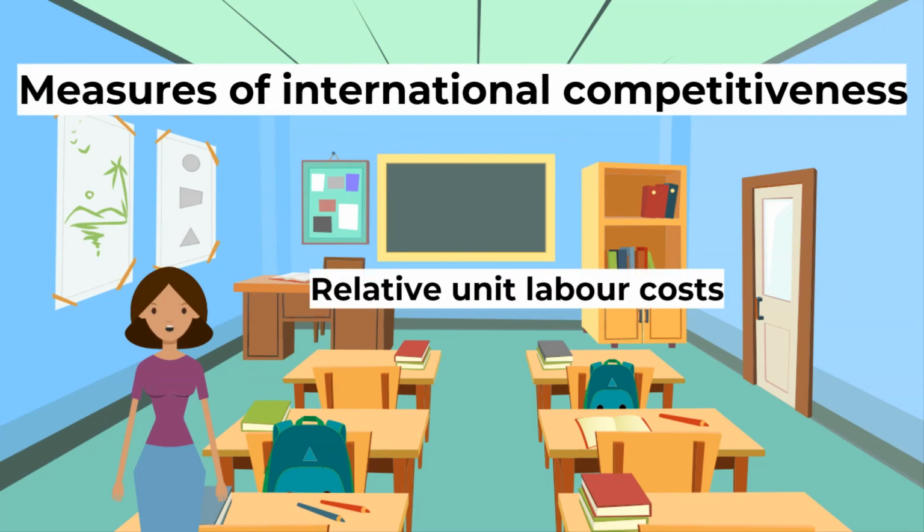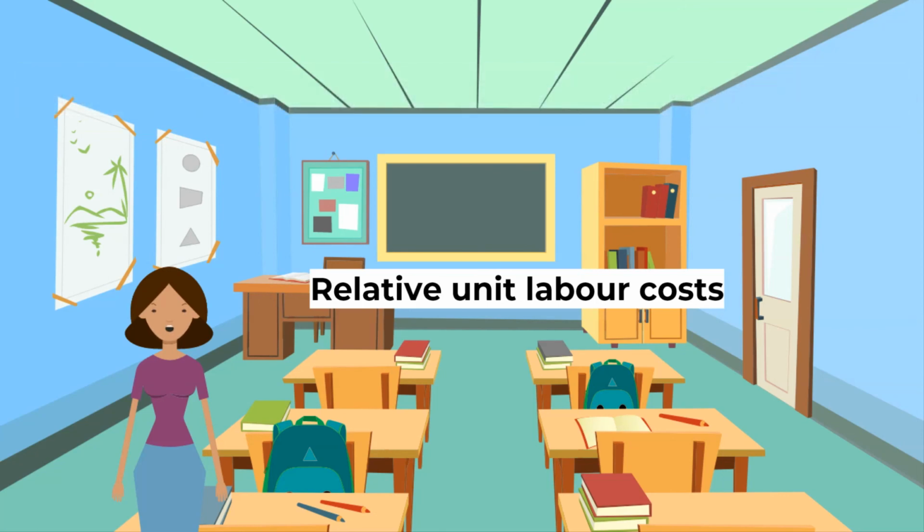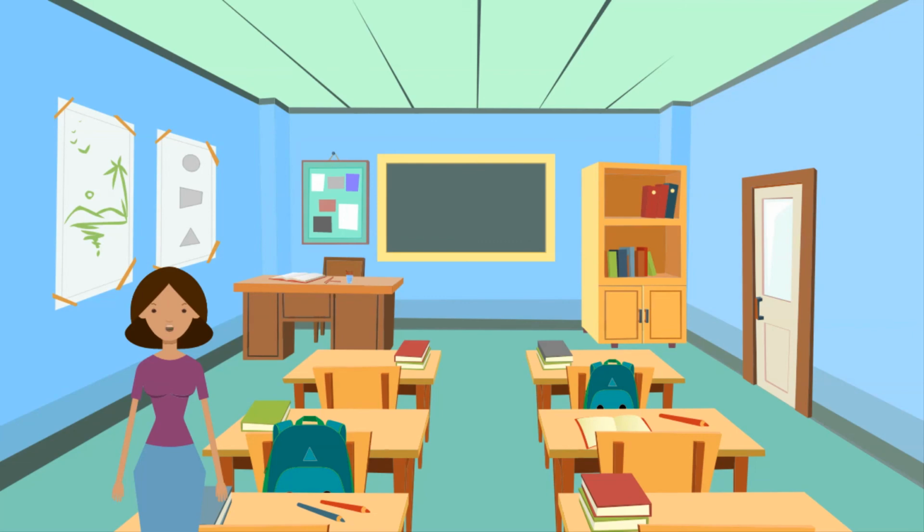Relative unit labor costs. Unit labor costs are total wages divided by real output, the cost of employing workers for each unit of a good. These are measured in an index number with 1 year chosen as a base year. Unit labor costs in the UK are compared to other countries. A rise in relative unit labor costs in the UK shows that labor cost per unit is rising faster in the UK compared to other countries, and so the UK is becoming less competitive.